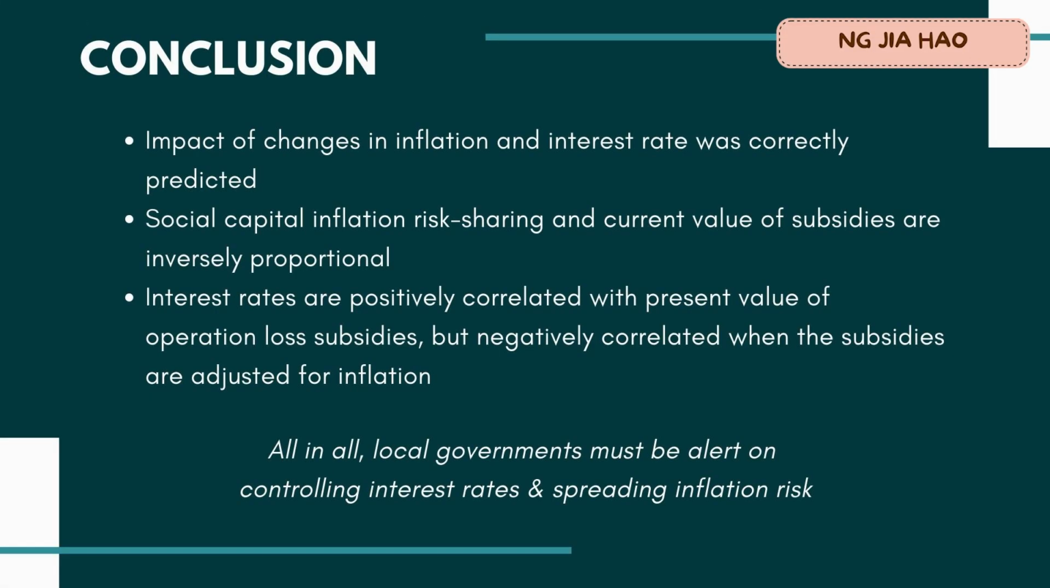In conclusion, we are able to show that the impact of changes in the inflation and interest rate on the project's operating loss was correctly predicted by the dynamic random discount rate. Secondly, the social capital inflation risk sharing and the current value of government subsidies are inversely proportional. Thirdly, interest rates are positively correlated with the present value of operating loss subsidies, but negatively correlated when the subsidies are adjusted for inflation.